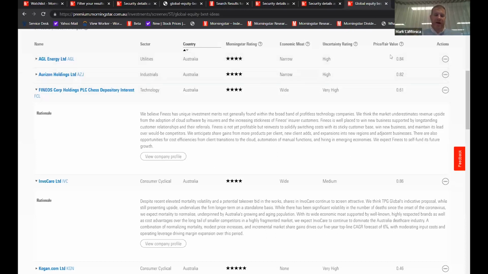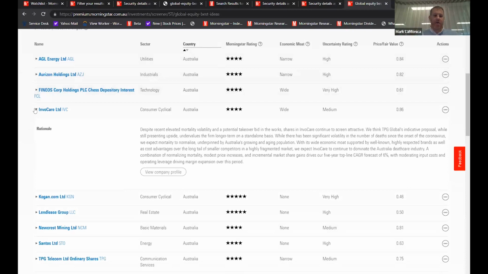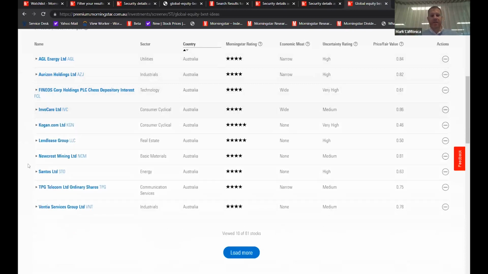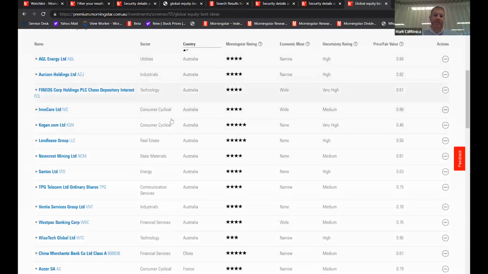So just trying to provide a little bit of perspective on the different holdings that are in this global best idea. So basically what you can see, this is organized by country. And you can go through and search within those individual companies.